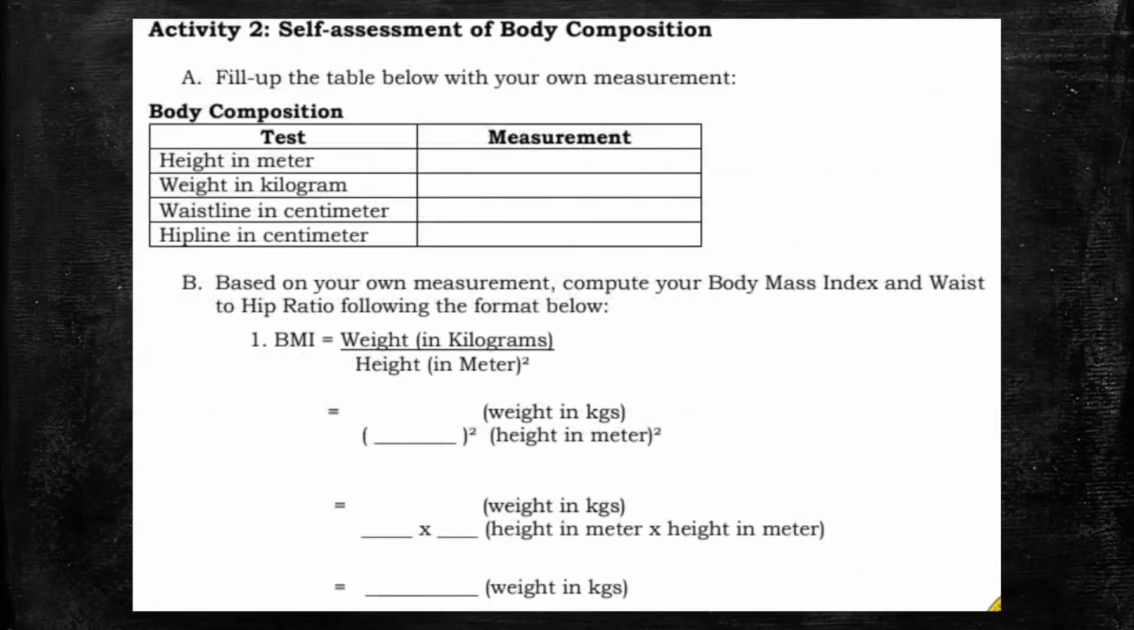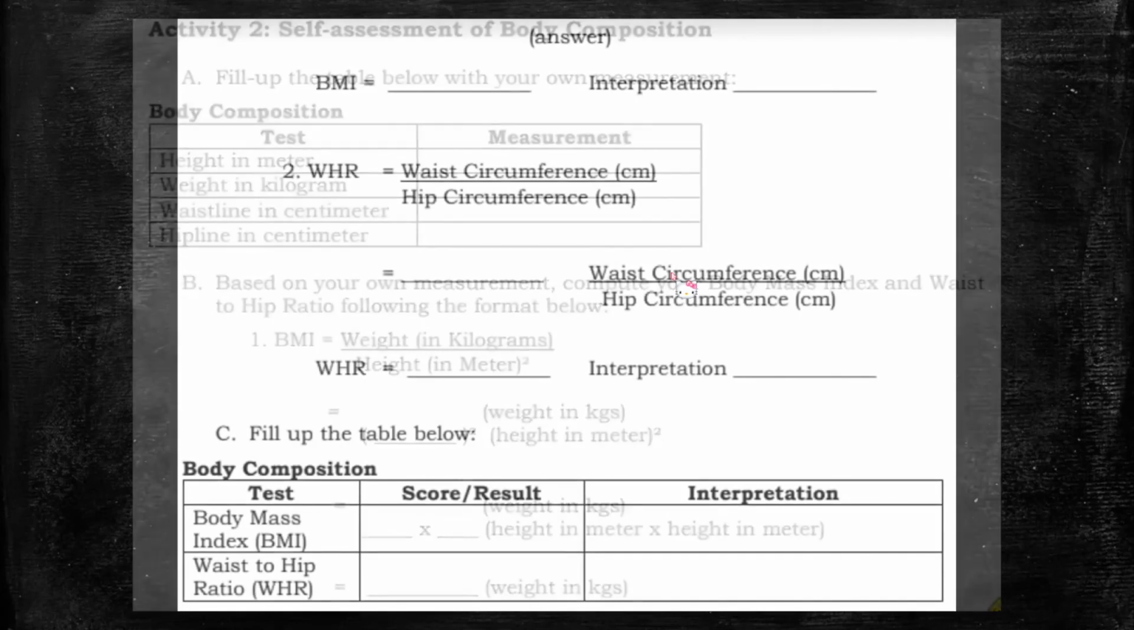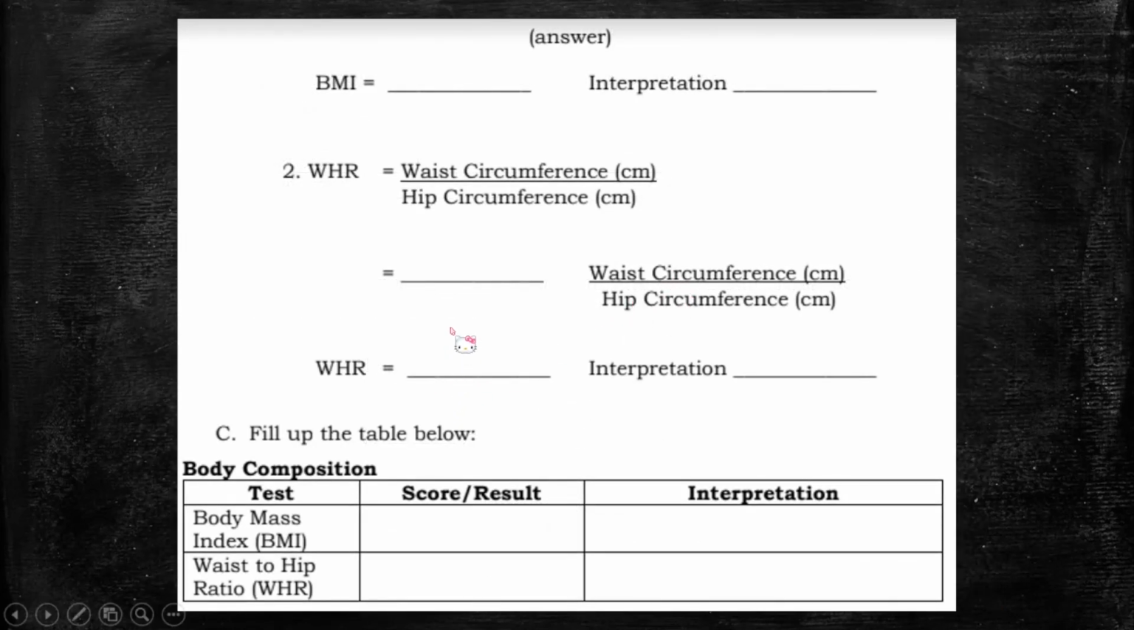Okay? And then for your activity 2 naman po, self-assessment of body composition. Ayan, so ito po yung kailangan yung fill upan muna before doing this BMI. Yung tinuro ko po kanina sa inyong formula to compute the BMI, okay? And then, also the WHR, kukompute nyo rin po. And the last one, you need to complete this table, your score results for the BMI and WHR and then fill up the interpretation. Yun lang po yung activity nyo, okay? So, para po malaman nyo kung healthy ang inyong body.